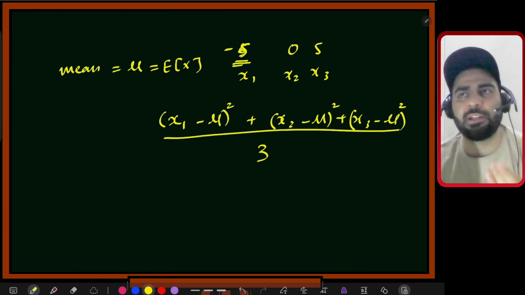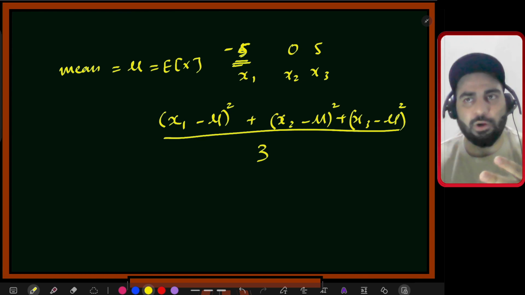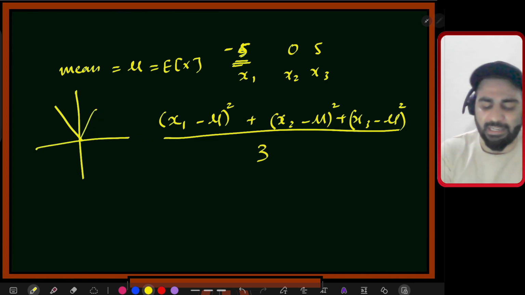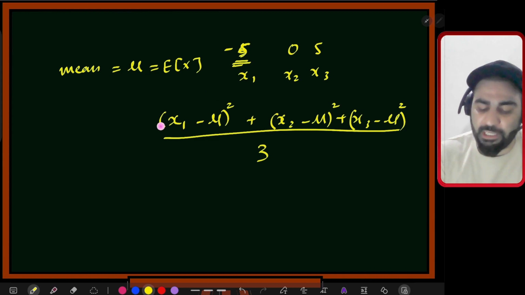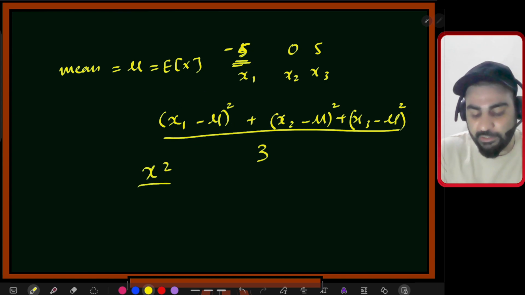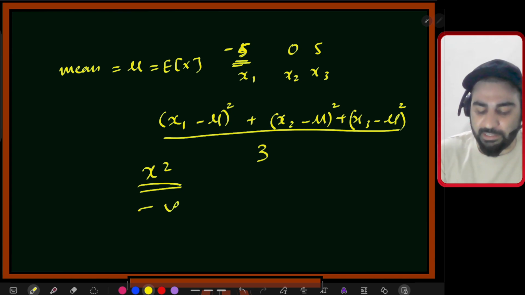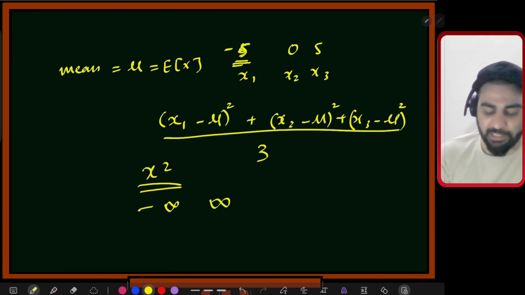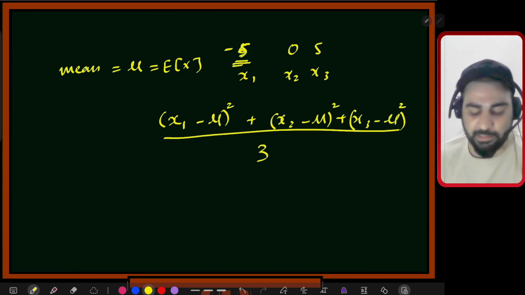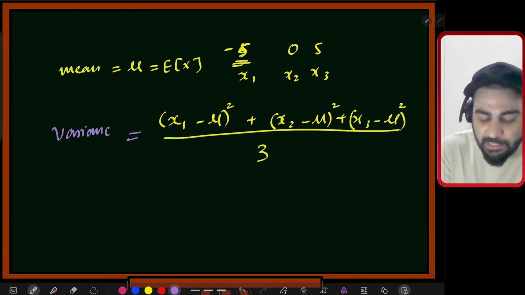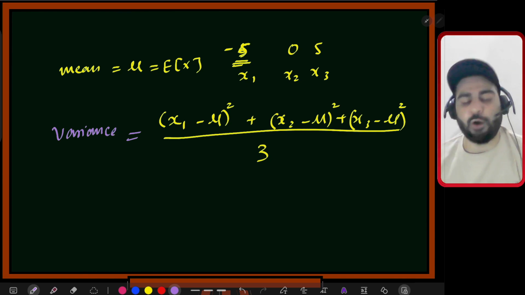But the problem with the modulus is that once you bring it in, it's not differentiable at a certain point. If you see the function of mod, it's something like this. Then it becomes a problem for differentiability. The x square function, however, is a really smooth function. It's continuous over the whole range from minus infinity to infinity, and we can easily differentiate it also. That's why we brought in this square. Now here, I'll call this variance. How many of you understood this point?